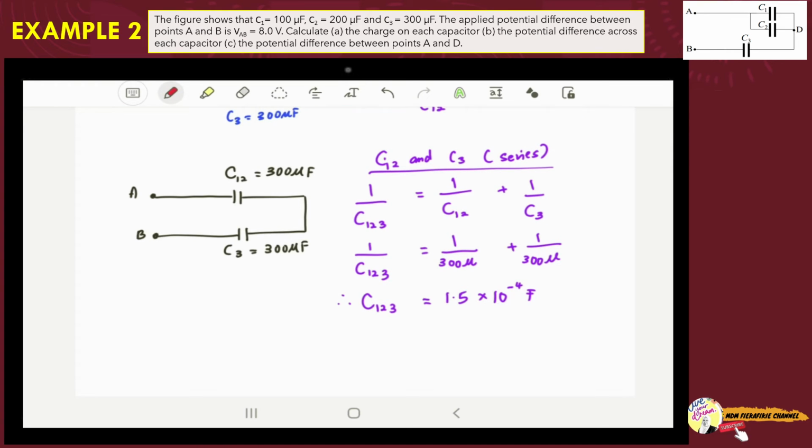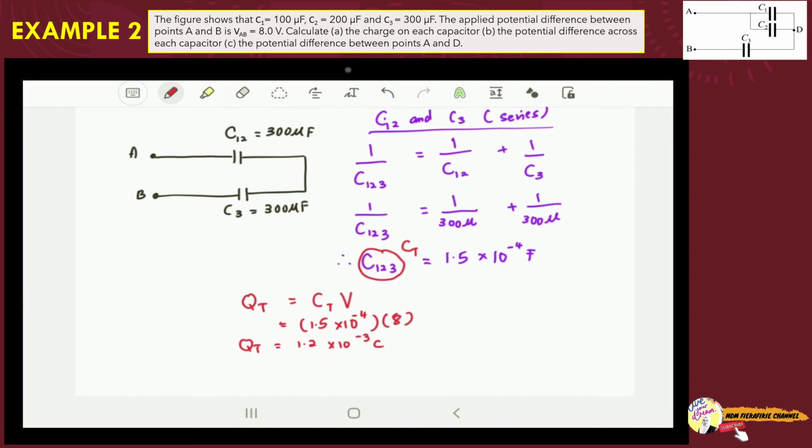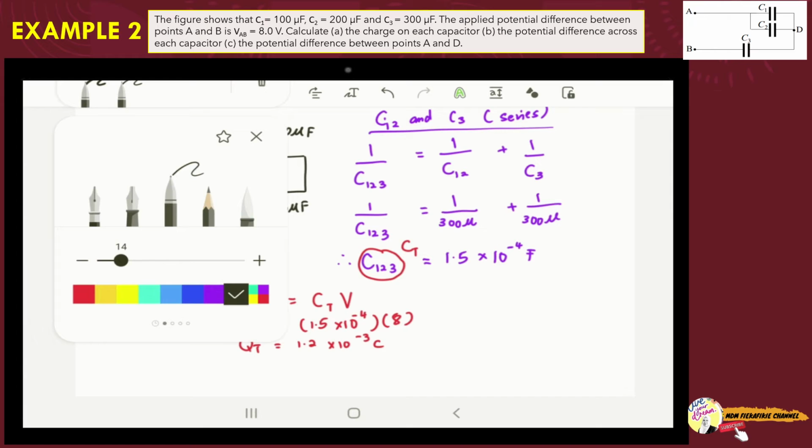So now we have calculated the total capacitance. Therefore, we can calculate the Q total, where it's equal to C total times V. Okay, so this is C total and it's equal to 1.5 exponent -4, and the voltage supplied to the circuit is 8 volt. Okay, and Q total is equal to 1.2 exponent -3 coulomb. Okay, and remember that Q total is the combination between C12 and C3, right?